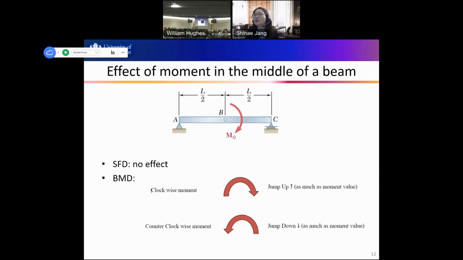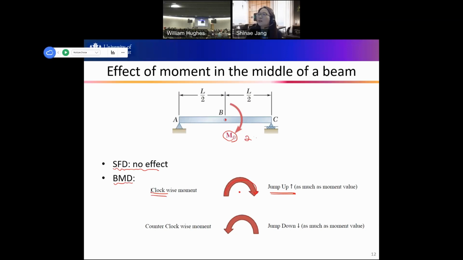Okay. And this special case, so effect of a concentrated moment in the middle of beam. So if we have some kind of moment, so moment M0, so 2 kip-feet, something like that, right? And it is acting at B. What's the effect on shear force diagram? No effect because moment is higher order term, higher dimension. But in the bending moment diagram, clockwise bending moment is affecting the bending moment diagram, jump up.